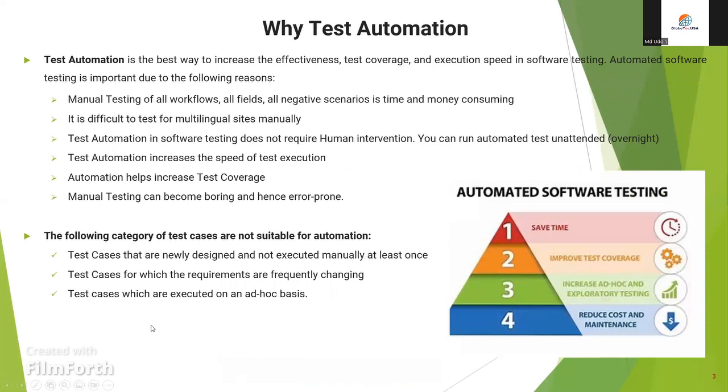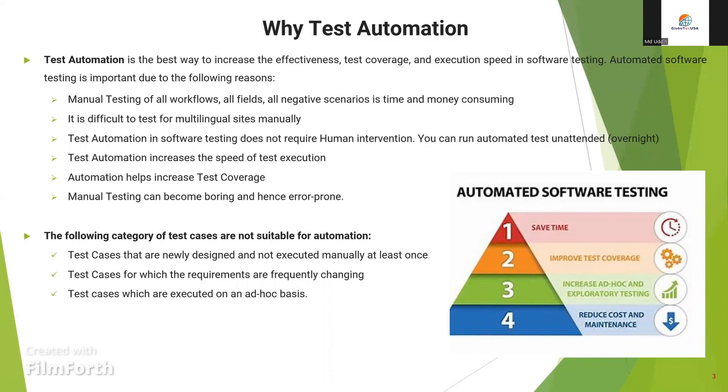So why do you need test automation? Test automation is the best way to increase the effectiveness, test coverage, and execution speed in software testing. And automation software testing is important due to some of the following reasons, right? So we need automation testing to increase our effectiveness and also to improve test coverage, like 100% test coverage, and the execution speed, which saves the time that would be spent doing it manually.